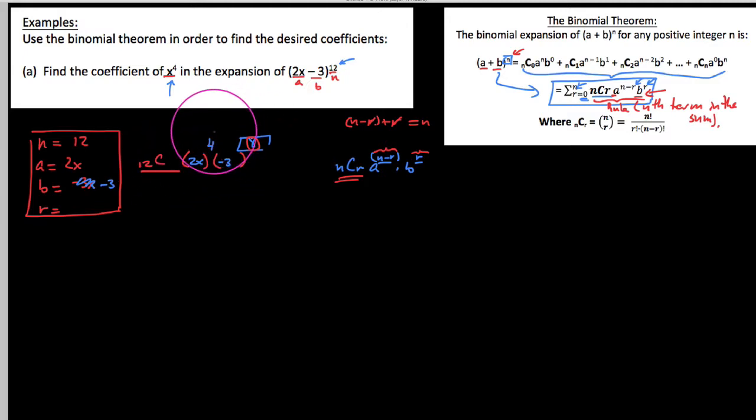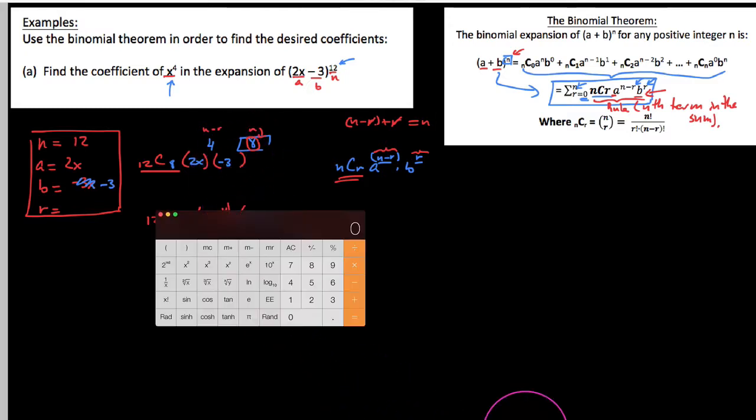And like I've said here, this is n minus r on this exponent, and this is just r. This is always going to be your r value, the second exponent. So we say 12 choosing 8. So here's what we get to do now. It's 12 choose 8 times 2x to the fourth. So I'm going to go ahead and do 2x to the fourth. I get 16x to the fourth, of course. And we say negative third to the eighth power.